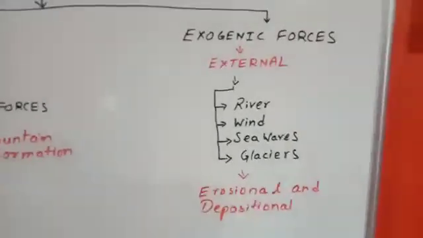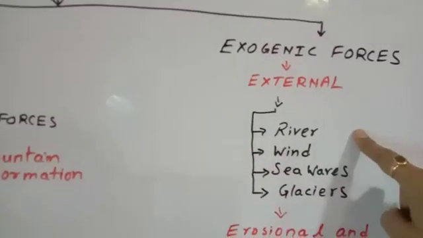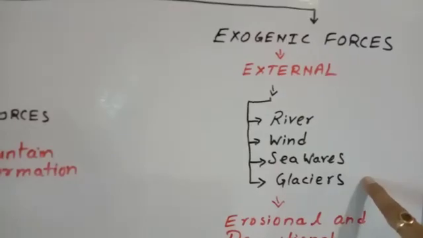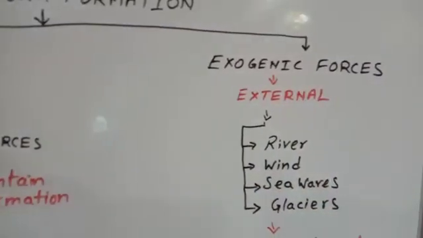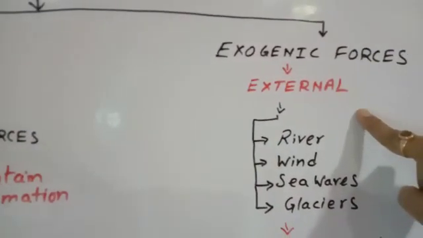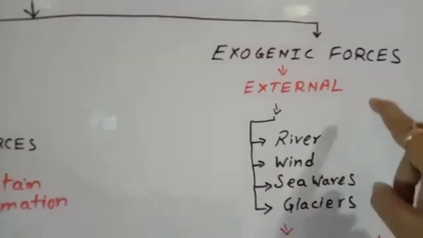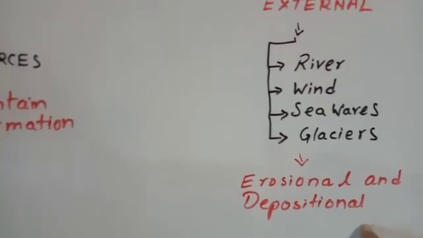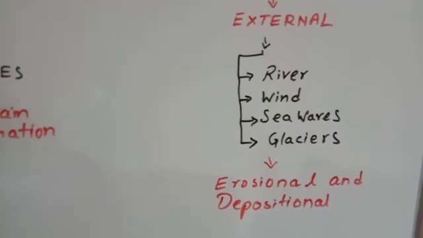What are exogenic forces? They are also known as external forces, which are present on the surface of the earth in terms of river, wind, sea waves and glaciers. These forces bring changes on the earth's surface. That's why they are known as external forces. What changes are they bringing? They are doing erosional and depositional activities. Is that clear, students?